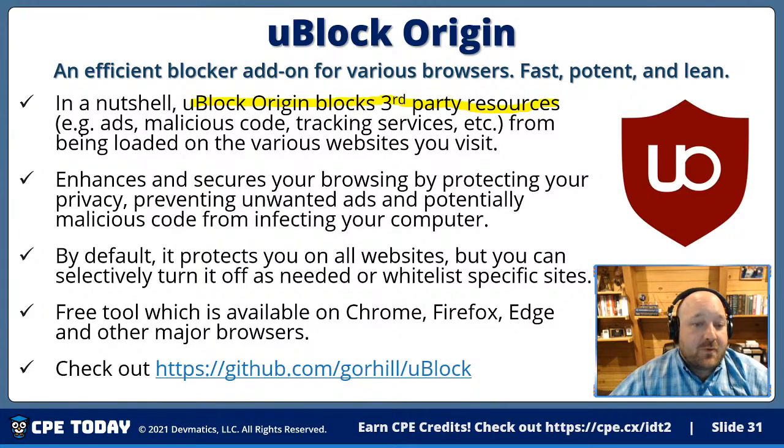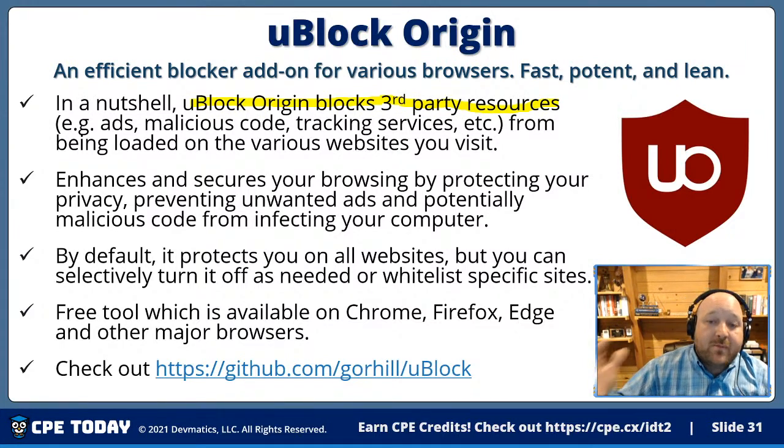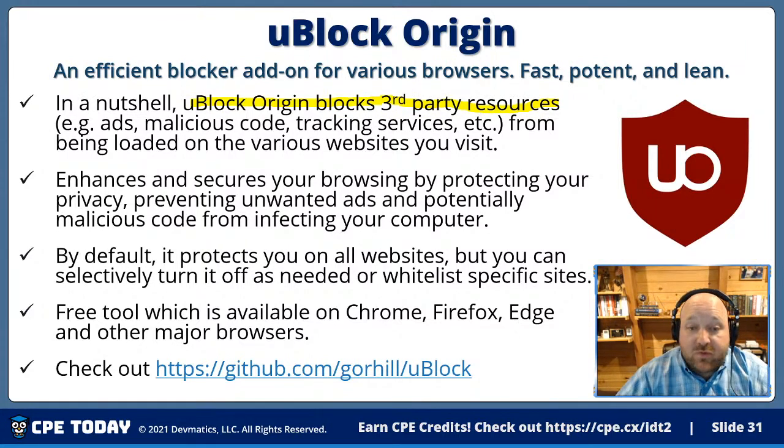So utilizing, for example, uBlock Origin is fantastic, not only because it will, for example, eliminate or significantly reduce ads and other tracking services that come from services like Google or Facebook, but it also does a great job of blocking potentially malicious code. It enhances and secures your browser by adding additional privacy, preventing unwanted and potentially malicious things from infecting your computer. And by default, it protects you on all websites, but you can also selectively turn it off as needed. It's a free tool available for Chrome, Firefox, Edge, Opera, and some other major browsers as well.